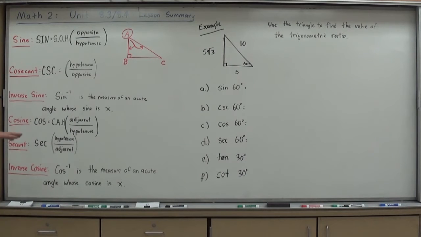And we'll practice that first in the first example. Then we'll take a look at the sine inverse, cosine inverse, and how to actually find missing sides and find missing angle measures for right triangles using these ratios.